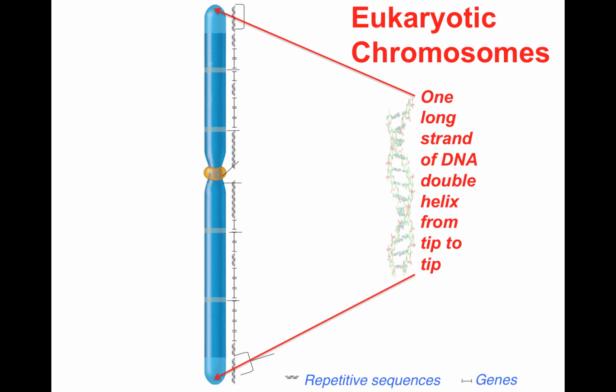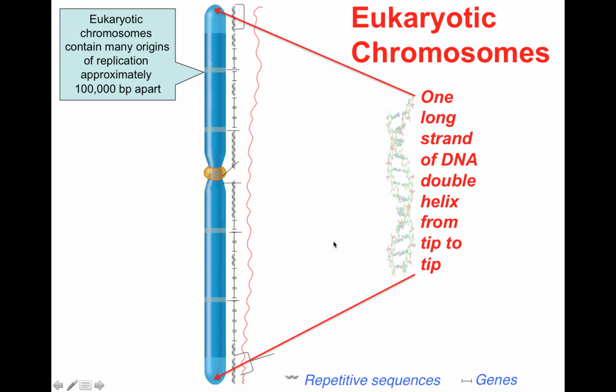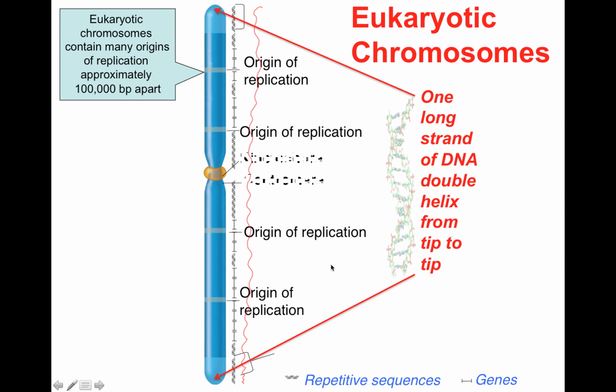A eukaryotic chromosome is one long strand of DNA from tip to tip. This is one long, unbroken piece of DNA from tip to tip of a eukaryotic chromosome. They can contain many origins of replication, approximately 100,000 base pairs apart.